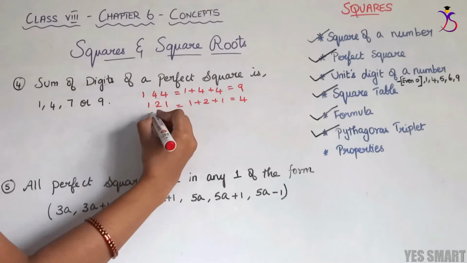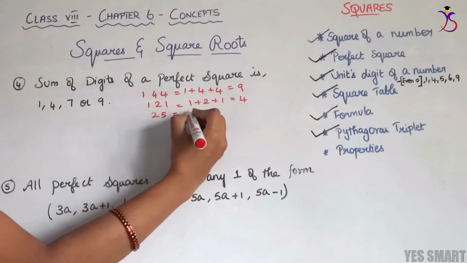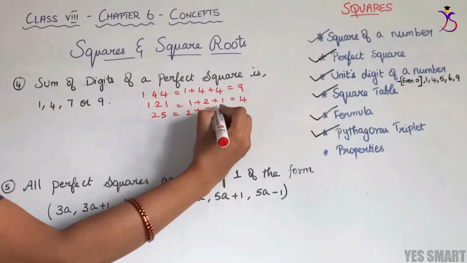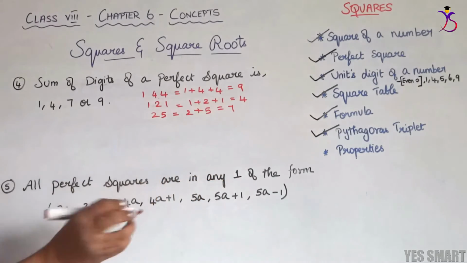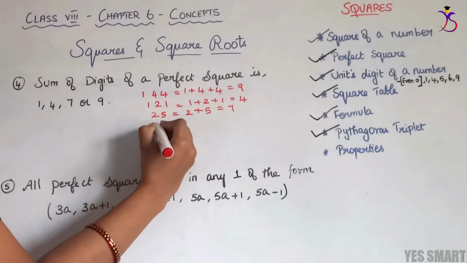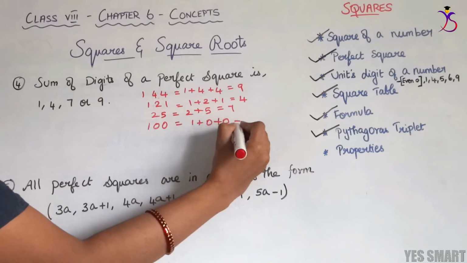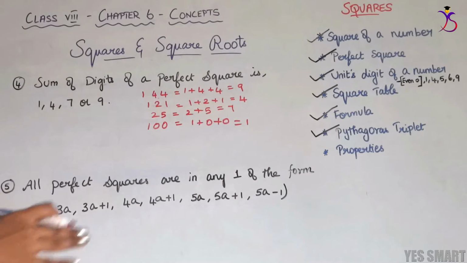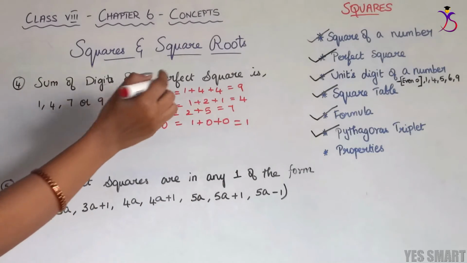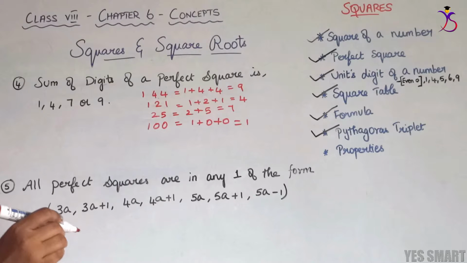Next, let's try with 25. 2 plus 5 equal to 7. And we will try with 100. 1 plus 0 plus 0, which is equal to 1. 144, 121, 25, 100 are perfect square numbers. So if we sum up the digits, we are just getting 9, 4, 7, 1. It falls within this category. This property is applicable to all the perfect squares.